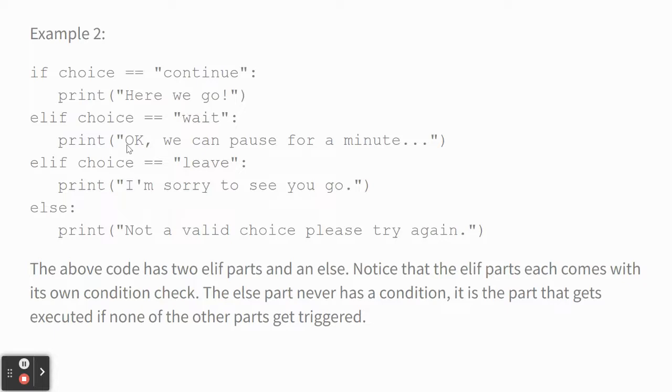So here's another example. Check it out. If choice equals continue, then print, here we go. Elif choice equals wait, then say, okay, we can pause for a minute. Elif choice equals leave, I'm sorry to see you go. Else, not a valid choice. So one of those four things is going to happen. You're guaranteed. So it's nice to know as a programmer, okay, one of these things is going to happen for sure.